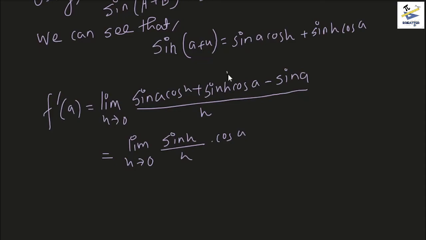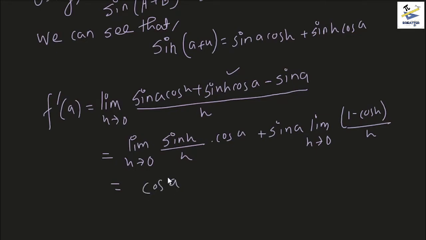So we can just take the second term here, and we can take the first term common, and we can write the limit as h tends to 0 of 1 minus cos of h by h, right? So this limit is 1, so it becomes cos of a, because we have learned about the limit as x tends to 0 of sin x by x in the previous videos.